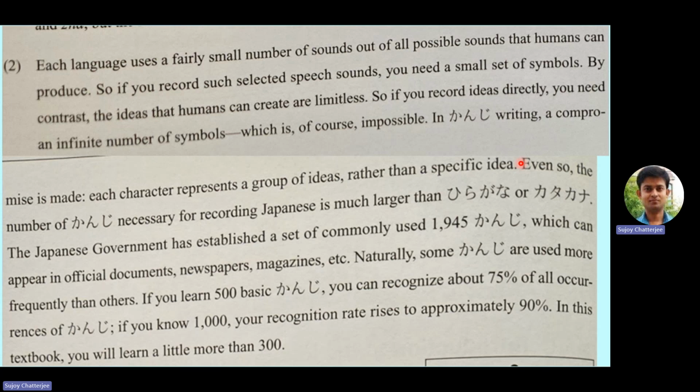So this is really interesting that although there are officially 1945 kanji, if you just learn 1000 of those which are more frequently used, then your recognition rate will rise to 90%. And in this textbook, that means in Elementary Japanese Volume 1 by Yoko Hasegawa, you will learn a little more than 300. That means in this series that we are doing, Elementary Japanese, we will learn a little more than 300 kanji characters, which should be more than enough for your JLPT N5 and N4 tests.